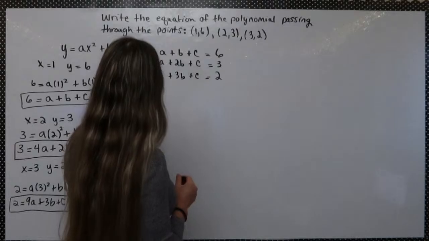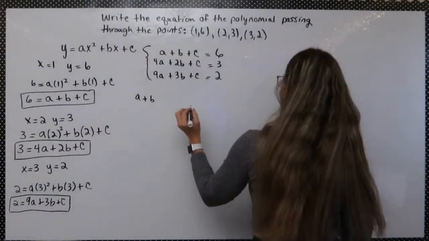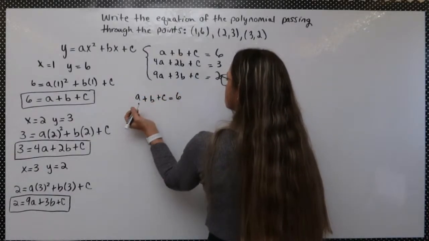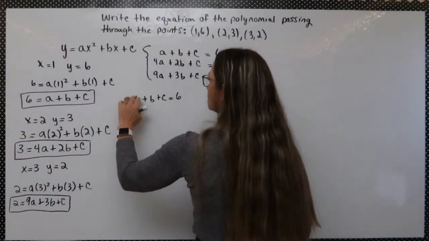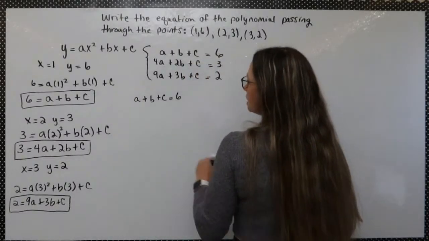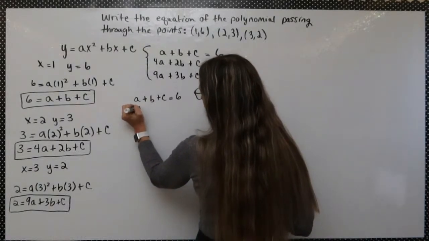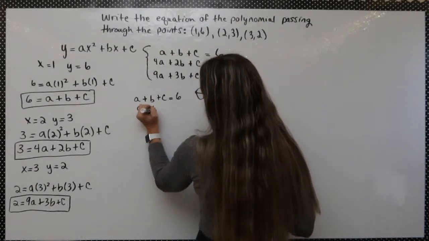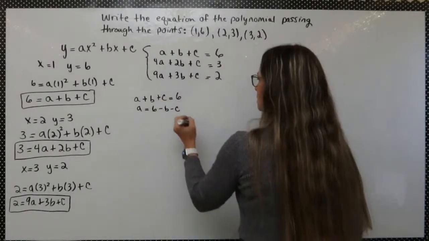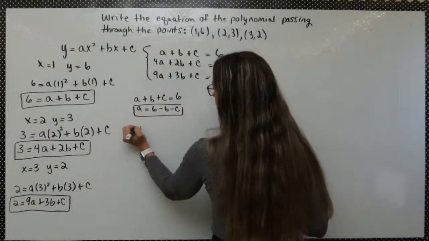This would be a plus b plus c equal 6. And then just subtracting b and c, you're going to get a equal 6 minus b minus c. And so we could box this and then take these other 2 equations and plug in.